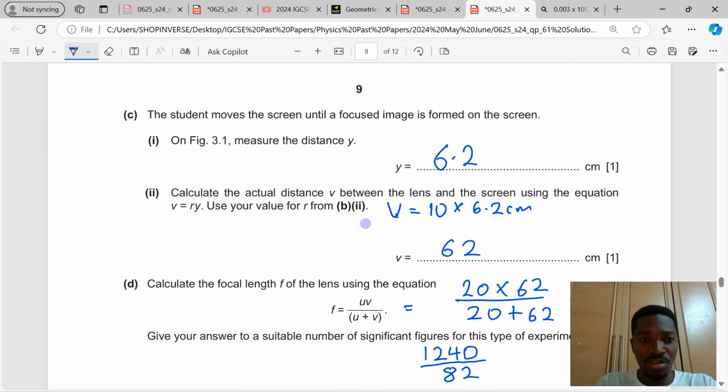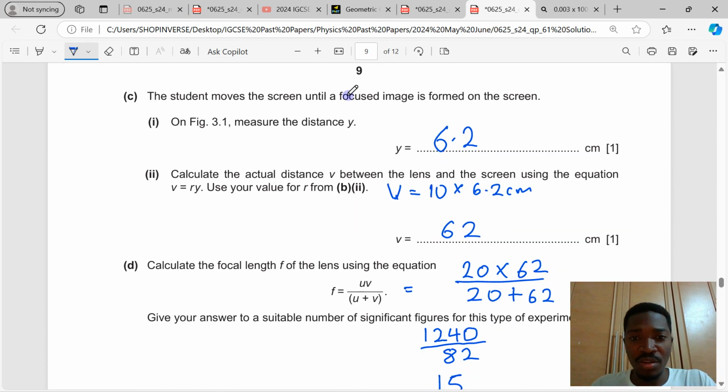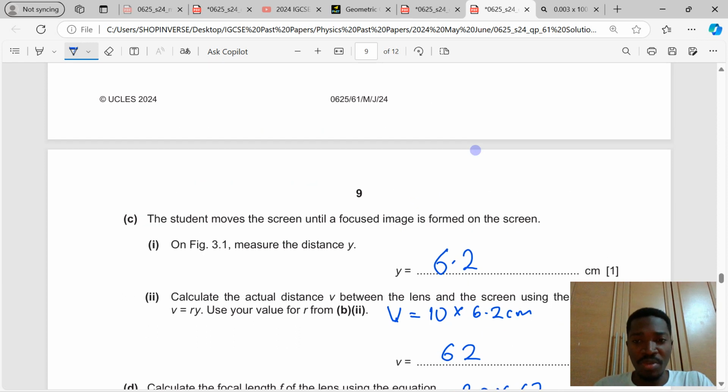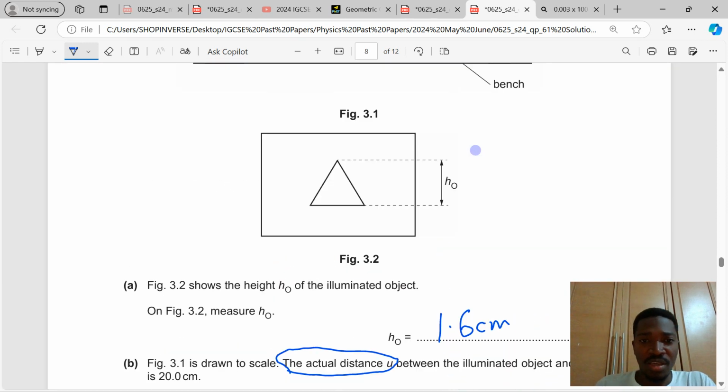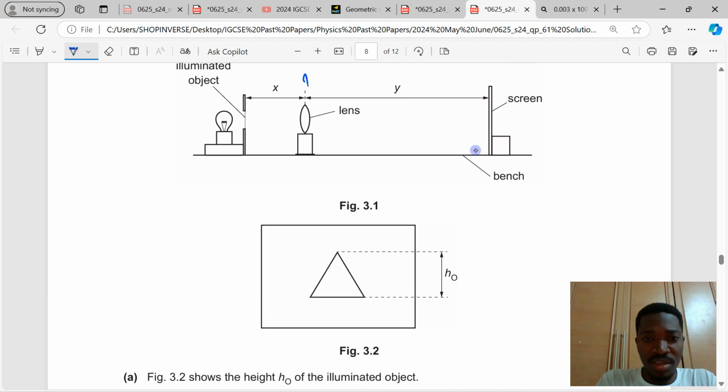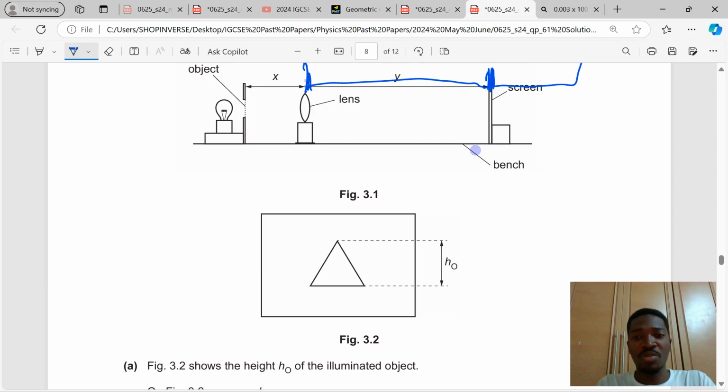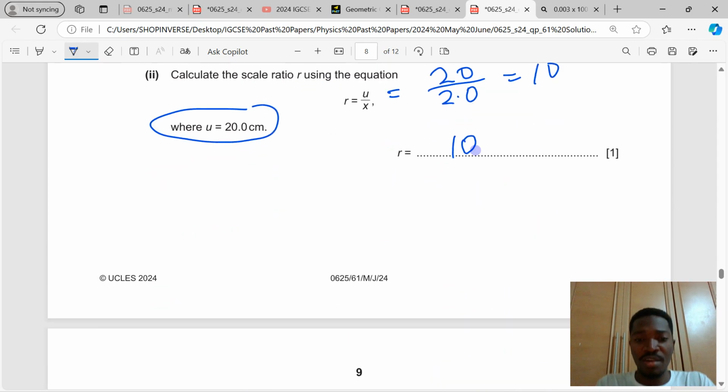The next question says, the student moves the screen until a focused image is formed on the screen. On figure 3.1, measure the distance Y. When I place my meter rule here to measure the distance Y, the distance between the lens and the screen, I got 6.2 centimeters, and that's what I have here.